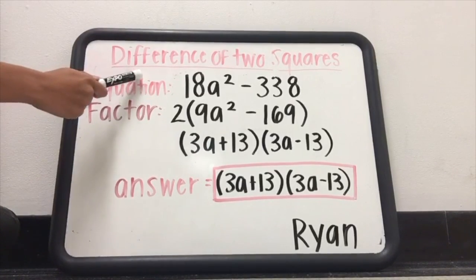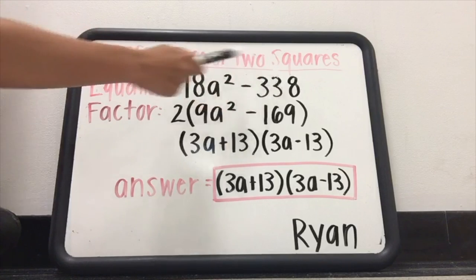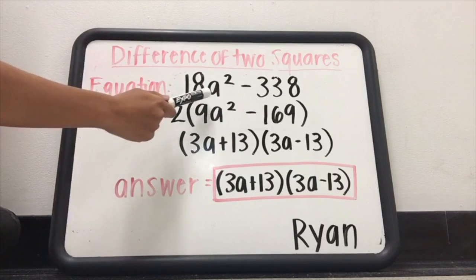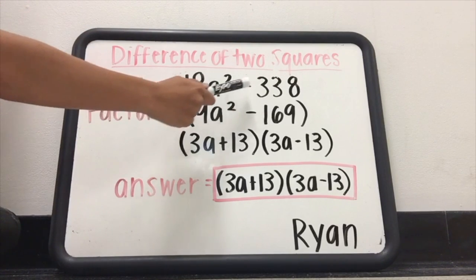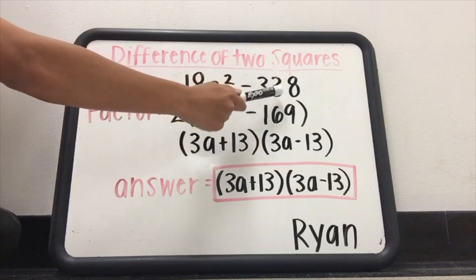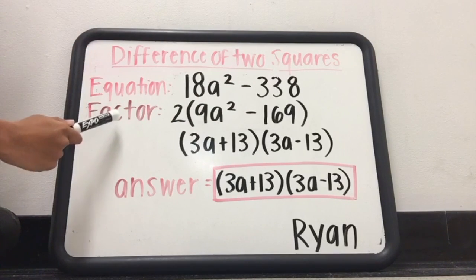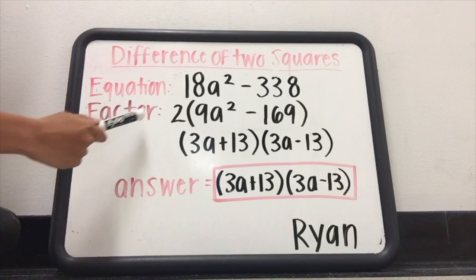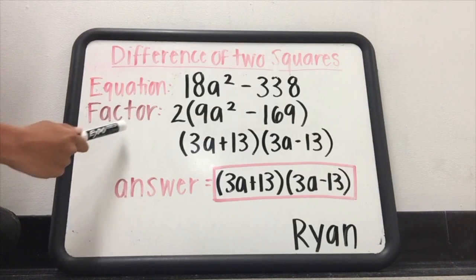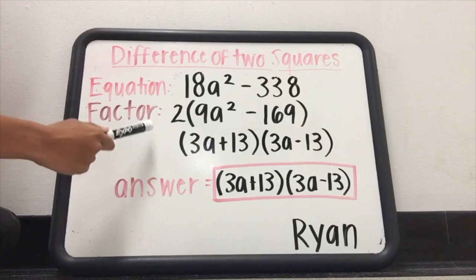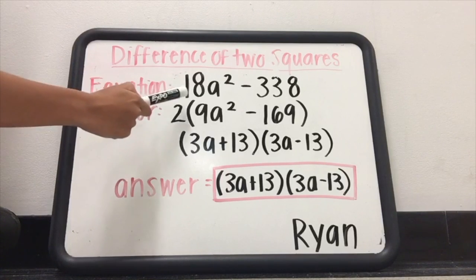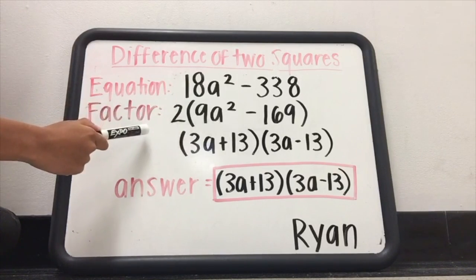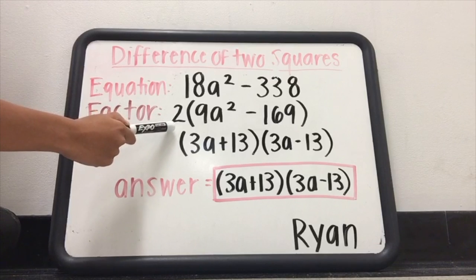The following equation is a difference of two squares. Our equation is 18a squared subtracted by 338. Our first step is to factor out the greatest common factor. The greatest common factor is the highest number that you can divide from both of these integers. In this case, it is 2.